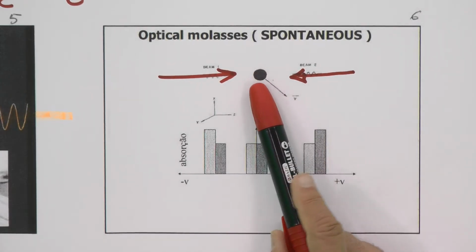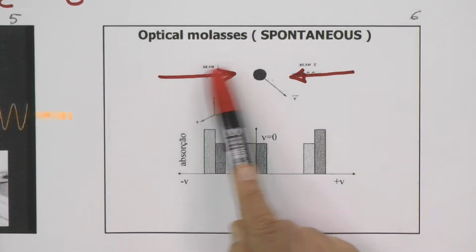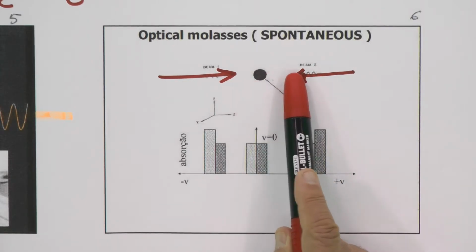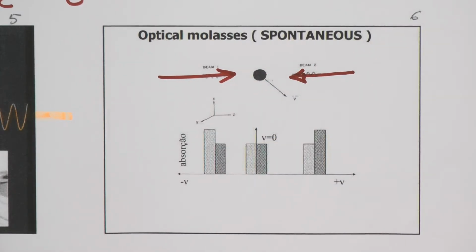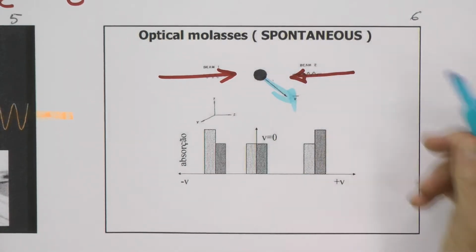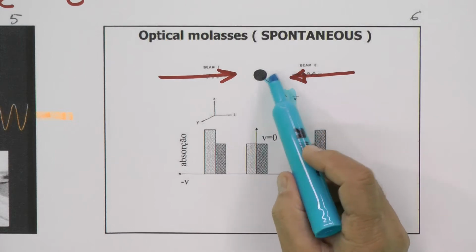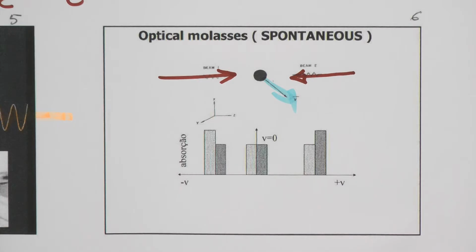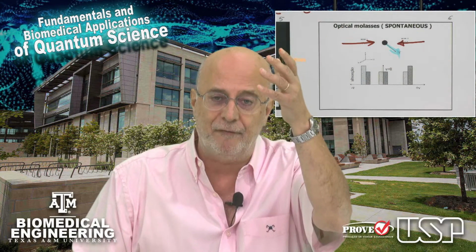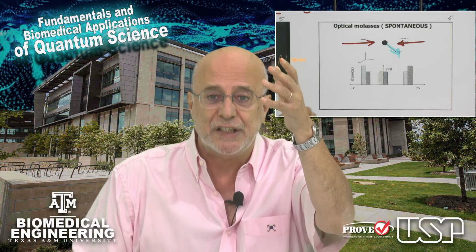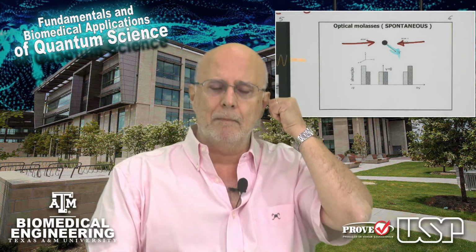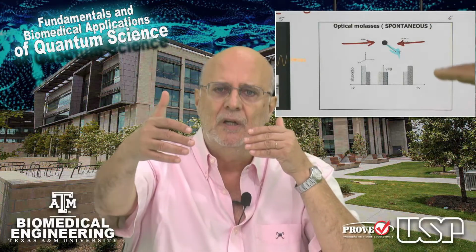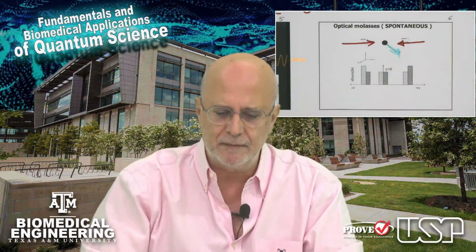If the atom has zero velocity, it sees both beams equally. But if the atom has velocity, we will have a Doppler effect, right? The Doppler effect shifts the light for the atom. If I'm moving towards the light, I see the photon bluer than it really is. And if I'm going further from the source, I see the photon red shifted.